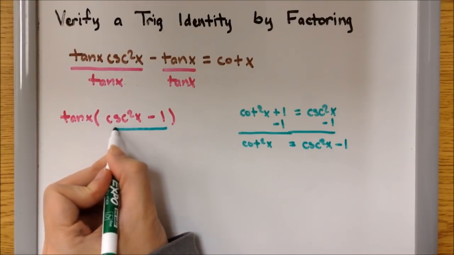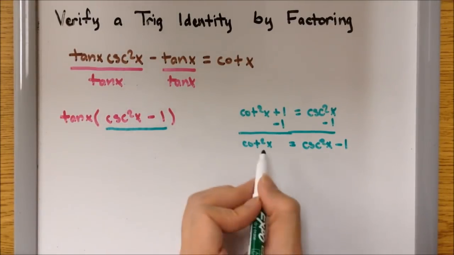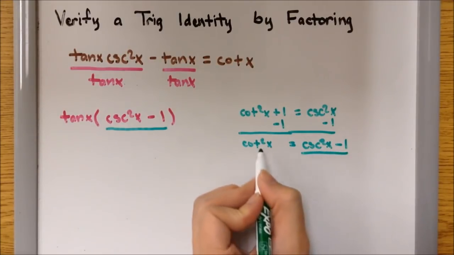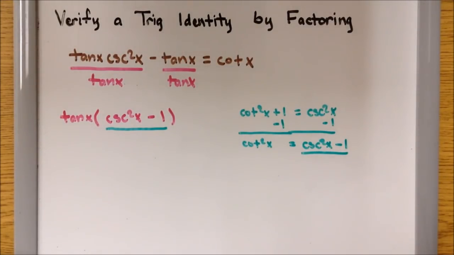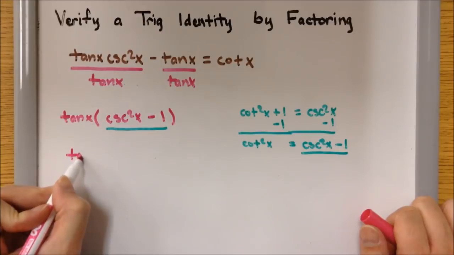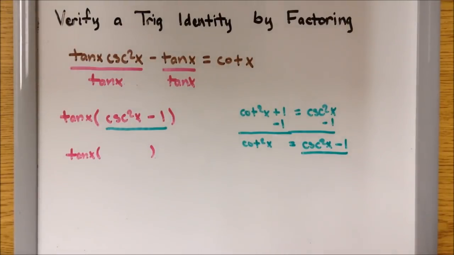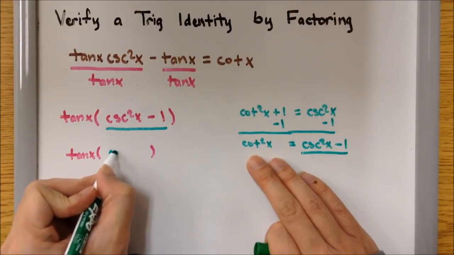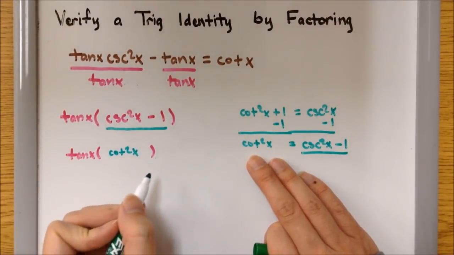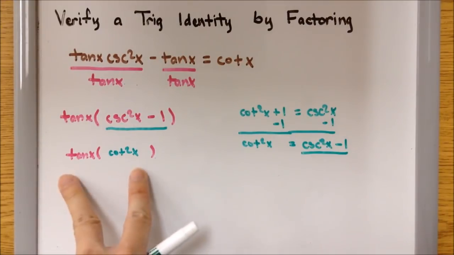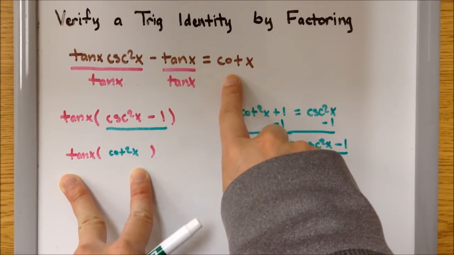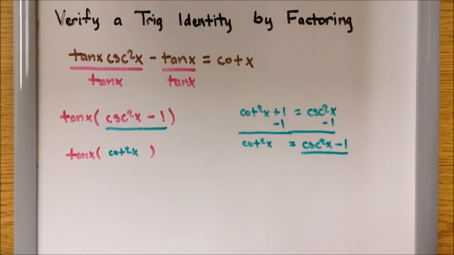That means I'm going to switch out cosecant square x minus 1 with a simpler term, cotangent square of x. So tangent of x times, instead of cosecant square of x minus 1, cotangent square of x. Now looking at this, we still haven't gotten to a single cotangent of x. To make our work easier, we're going to convert into sine and cosine.